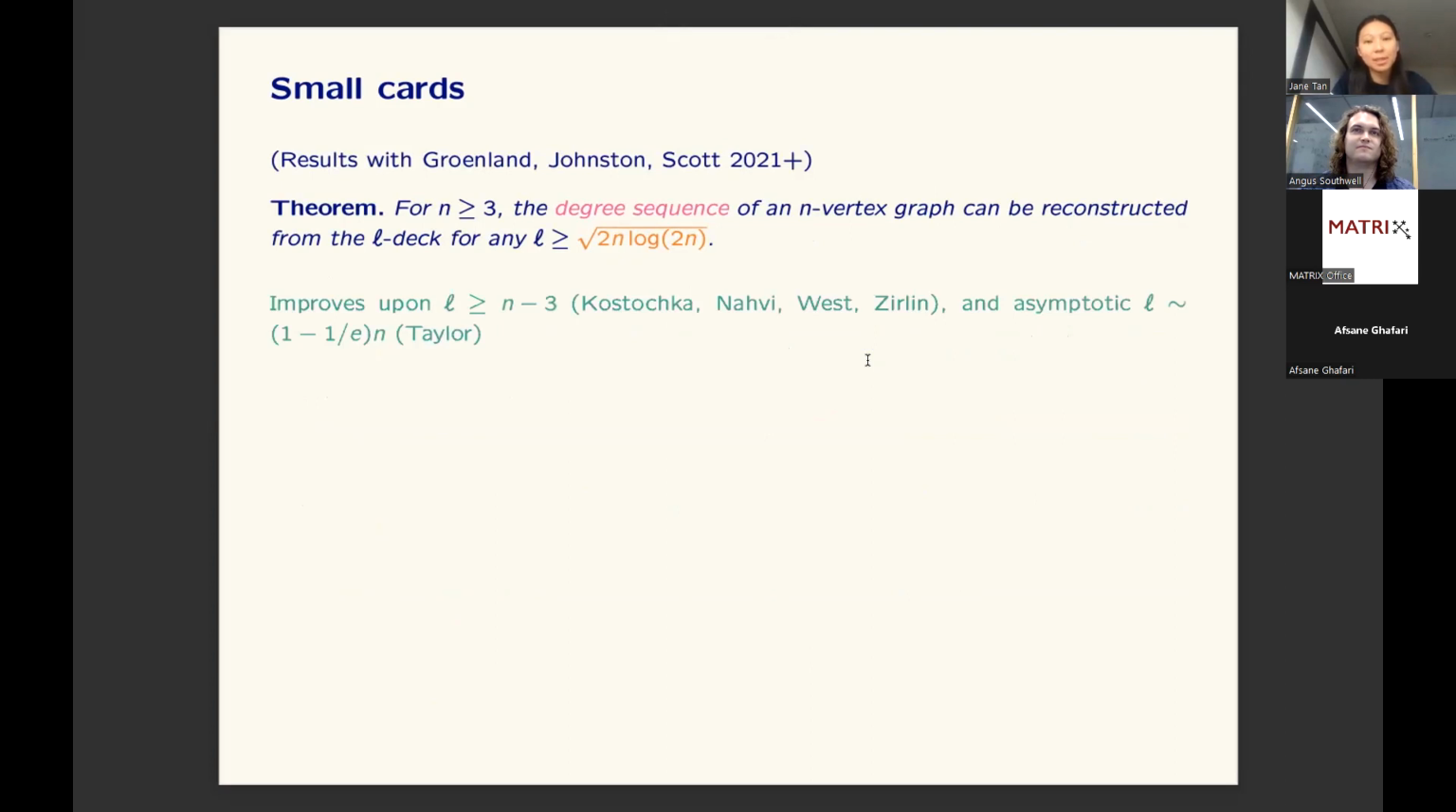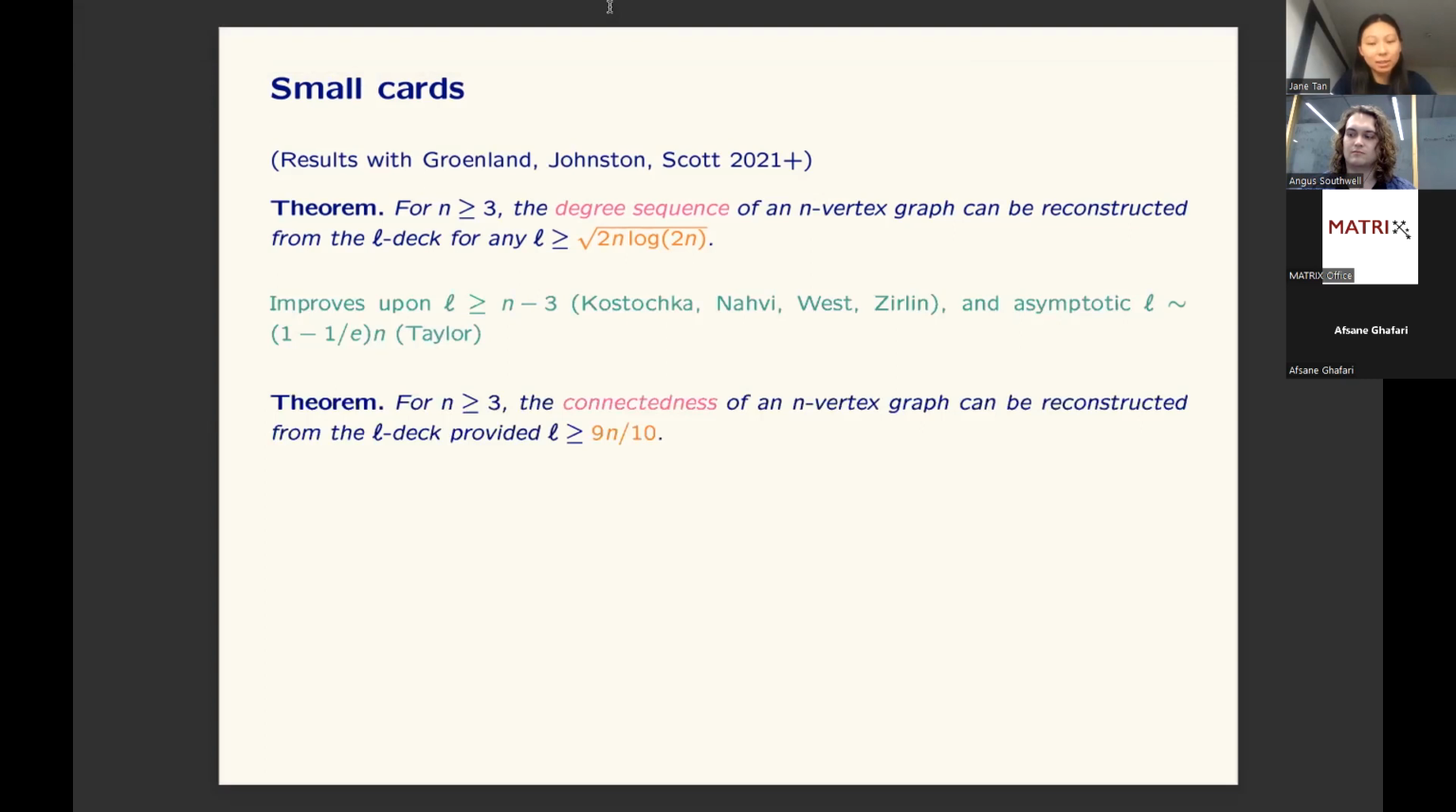So the first is that for n at least 3, we can reconstruct the degree sequence for any L deck, given that L is at least root 2n log 2n, so roughly root n log n. And that's improving upon the N-3. That was the last exact result from Kostochka, Nahvi, West, and Zirlin.